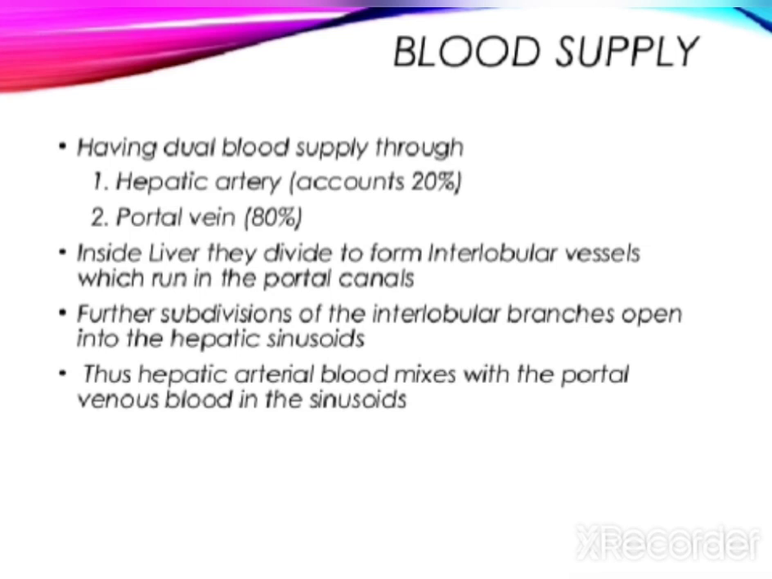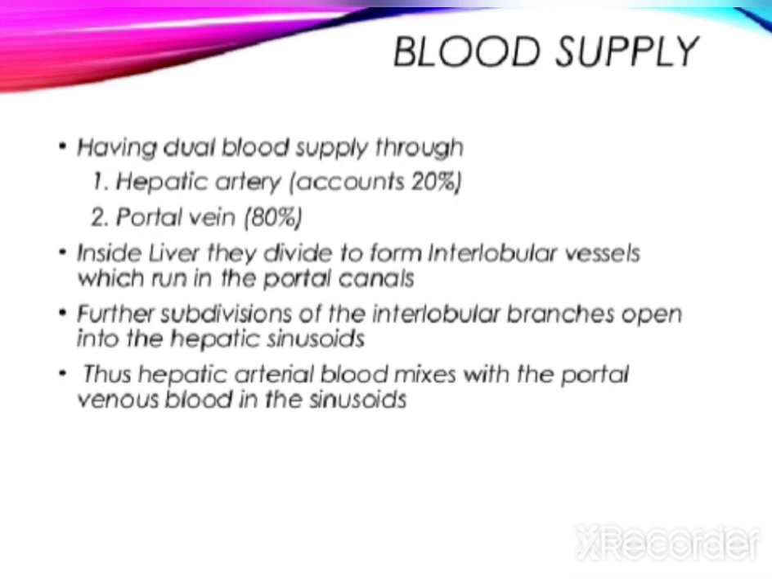Further subdivisions of the interlobular branches open into the hepatic sinusoids. Thus hepatic arterial blood mixes with the portal venous blood in the sinusoids. Further ramifications of the interlobular branches open into the hepatic sinusoids, and thus the hepatic arterial blood mixes with the portal venous blood in the sinusoids.